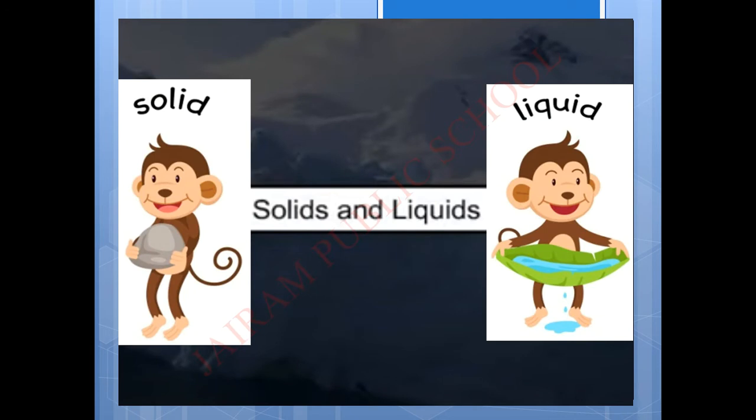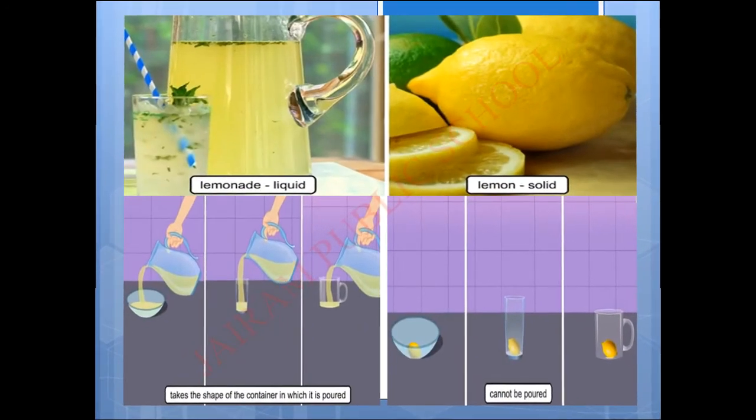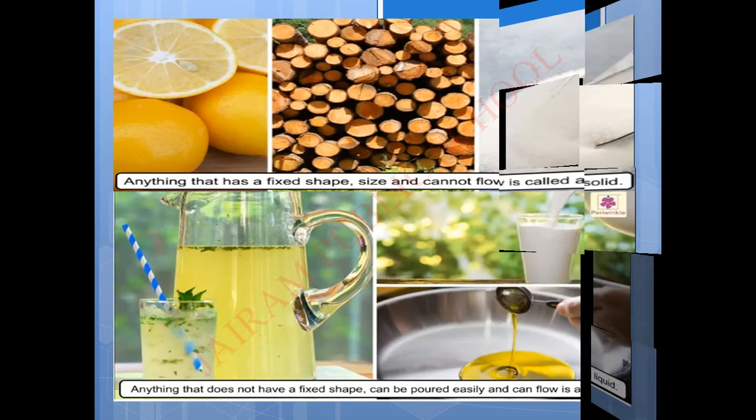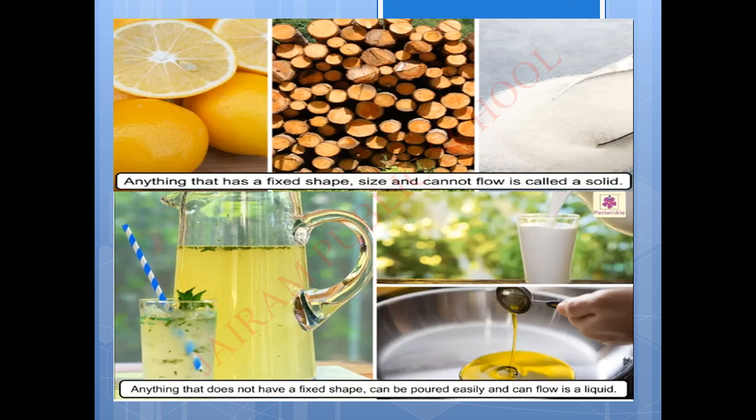Now, let us compare solids and liquids. For example, let us take a lemon. A lemon is a solid, and when it is squeezed, we get lemonade. Lemonade is a liquid. So, the lemonade can be poured from one container to another container, and the lemonade takes the shape of the container in which it is poured. But the solid has a fixed shape and size and cannot flow. It can only be cut or broken.